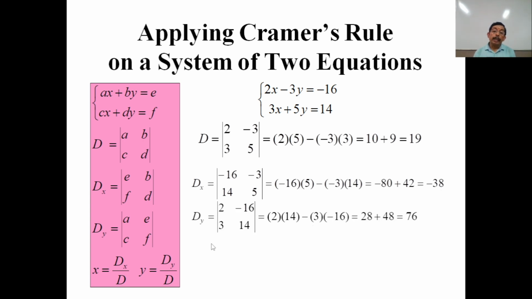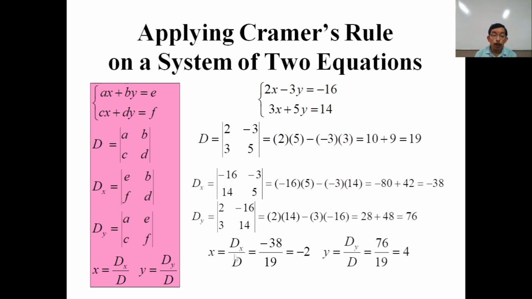Now dy is the coefficient matrix with the second column replaced by the constant terms. The first column stays the same. The second column, that is 3, 5, is replaced by minus 16, 14, and solved by the difference of the cross multiplication of the elements. Then the value is 76.